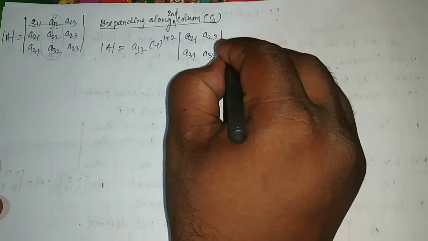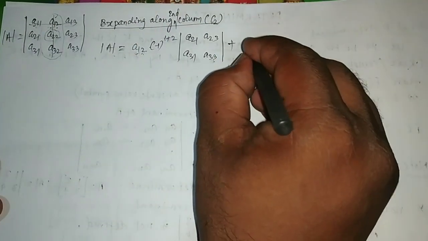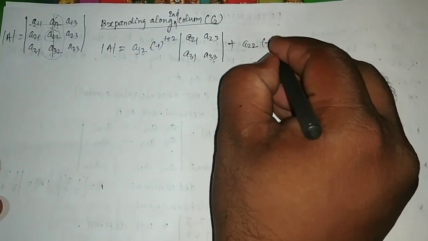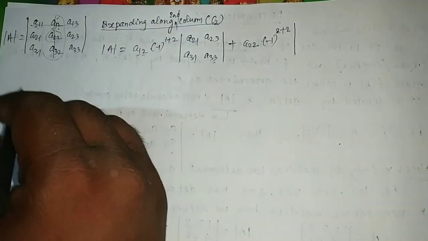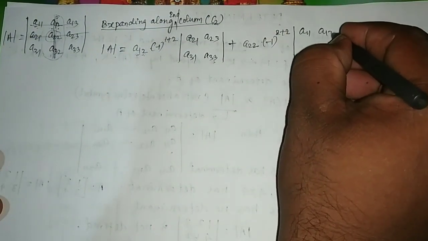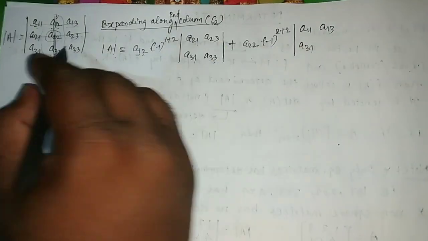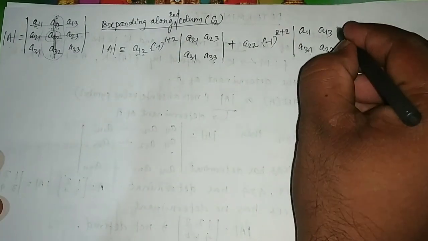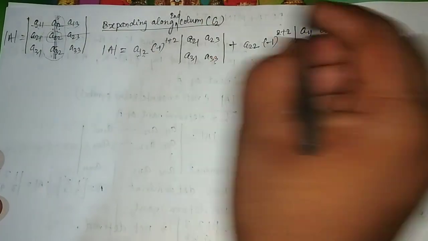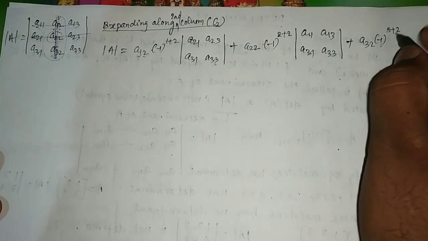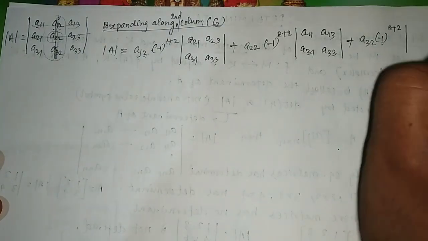A33. Similarly, plus the second element A22 multiplied with minus 1 to the power of the sum of suffixes 2 plus 2 and the remaining elements by eliminating the second row and second column. By eliminating the second row and second column, we get the remaining elements A11, A13, A31, A33, plus the last element A32 multiplied with minus 1 to the power of the sum of suffixes 3 plus 2 with the remaining elements.